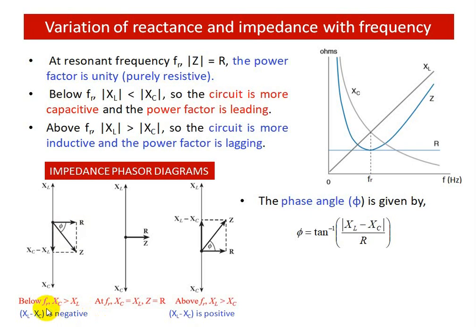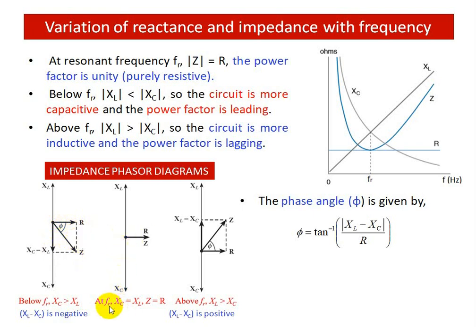For frequencies below fR, Xc is greater than XL. Therefore, net reactance XL minus Xc will be negative. So this vector is drawn pointing downwards, and R is the resistive phasor. Vector addition of these two phasors gives the resultant vector Z, where phi is the phase angle between the R phasor and the Z phasor.